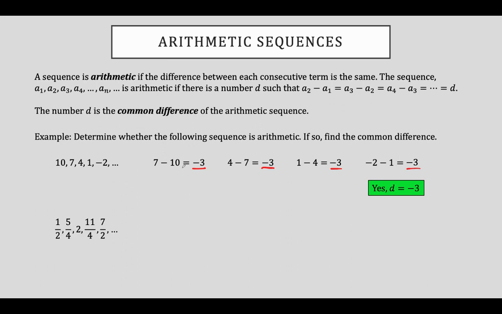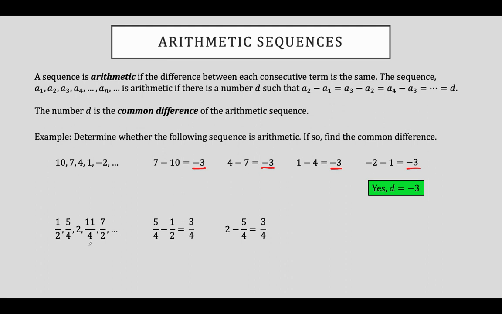Let's try another one. 1/2, 5/4, 2, 11 over 4, 7 over 2. Again, we want to start by taking the second term and subtracting the first term. 5/4 minus 1/2. Well, if we get a common denominator here, this would be 5/4 minus 2/4, which gives us 3 over 4. Now, we take the third term, which is 2, and we subtract the second term. 2 minus 5 over 4. Well, again, getting common denominators, this would be 8 over 4 minus 5 over 4. That leaves us with 3 over 4.